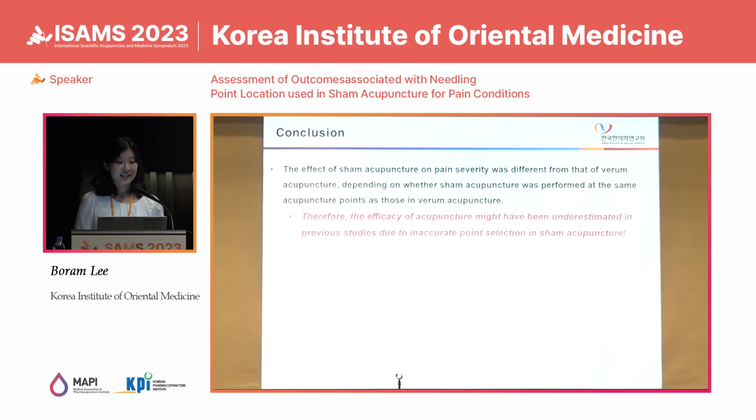In conclusion, the effect of sham acupuncture on pain severity was different from that of verum acupuncture, depending on whether sham acupuncture was performed at the same acupuncture points as those in the verum acupuncture. Therefore, the efficacy of acupuncture might have been underestimated in previous studies due to inaccurate point selection in sham acupuncture.